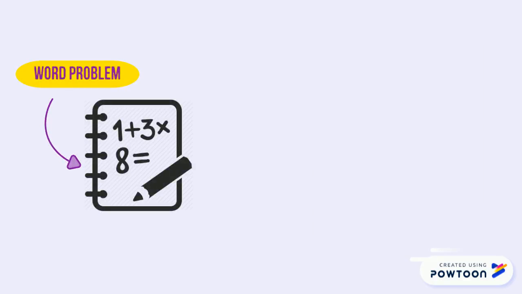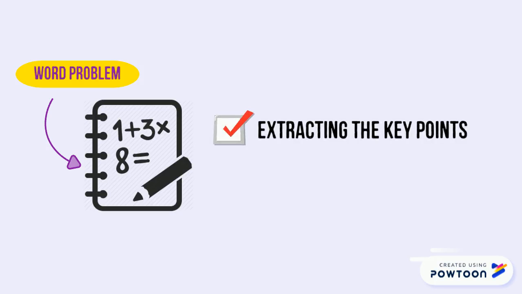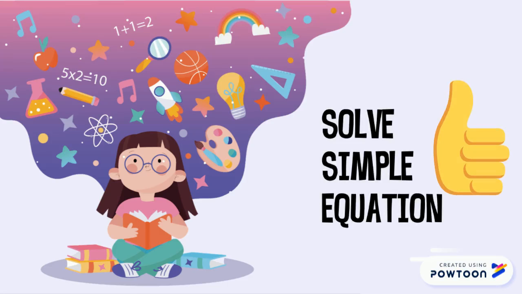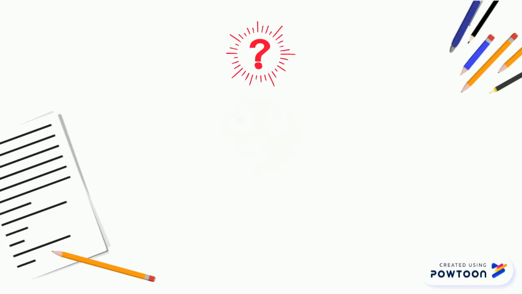Students at this stage are able to construct a simple equation based on a word problem by extracting the key points and choosing the right operation for the equation. With this activity, students should be able to solve simple equations. We have come to the end of our video.